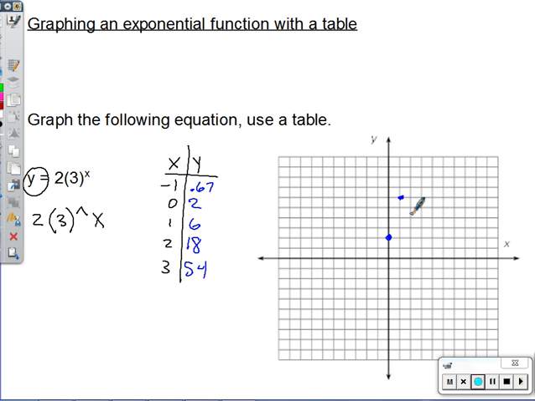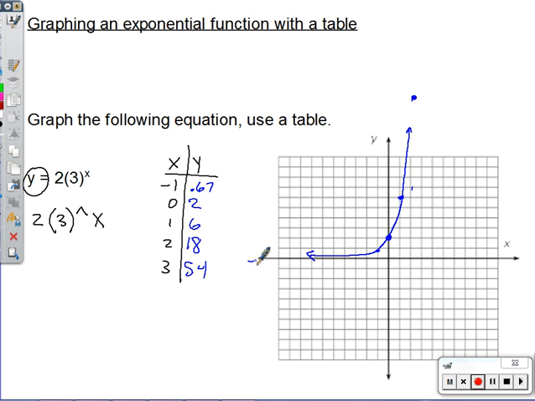Now I can't plot 3, 18, that's going to be off the chart up here somewhere. But I could go backwards and plot negative 1, 0.67. Then just remember that this levels off at 0 if you follow your table, and then increases from there. It is not a straight line and it does not dip below the x-axis. So that's what your graph's going to look like.